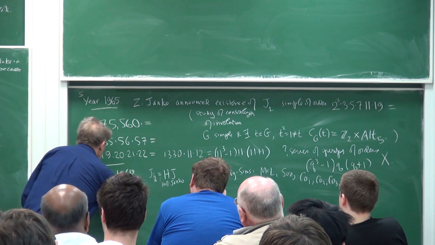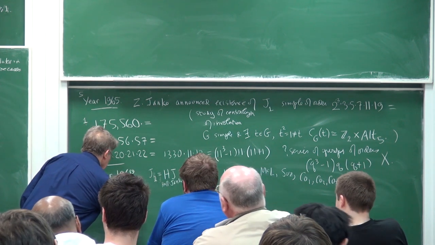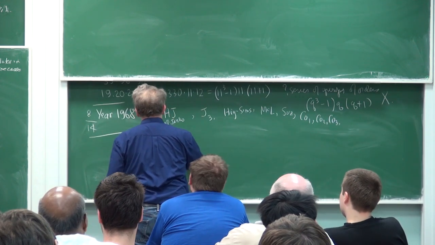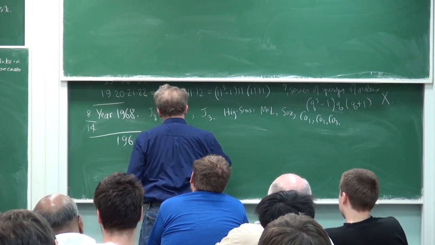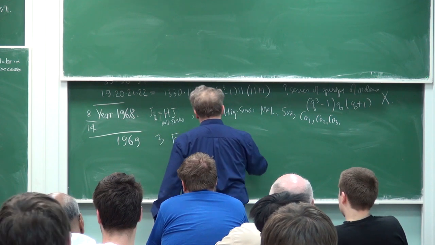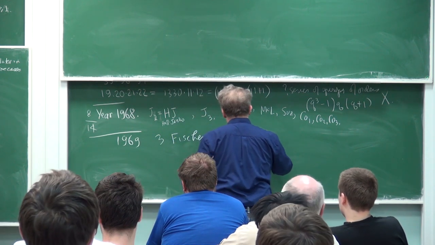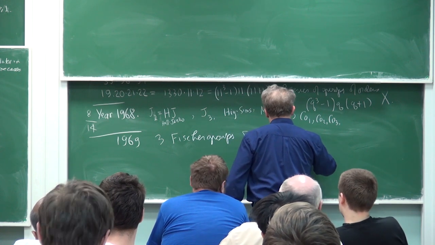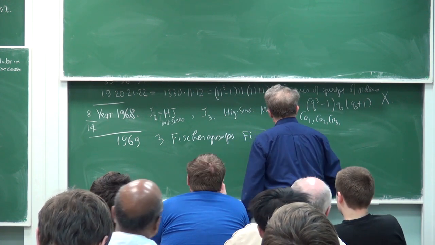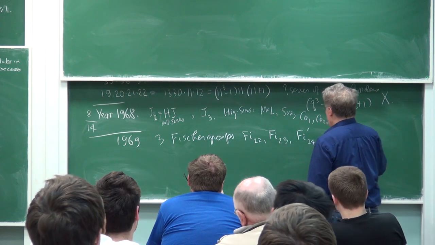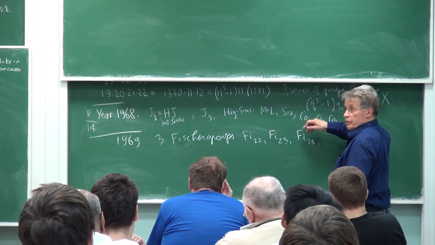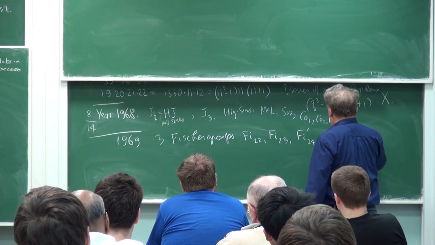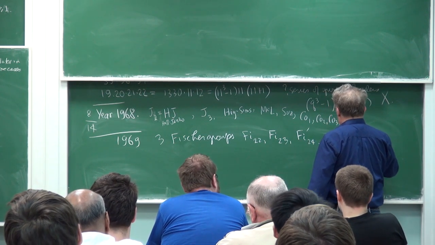And in the year 1969, there are 3 Fischer groups. Fischer 22, Fischer 23, Fischer 24 prime. Fischer 24 is not simple. The commutator subgroup is simple. And the group of Held and the group of Lyons.